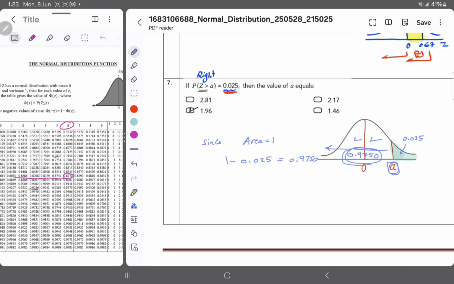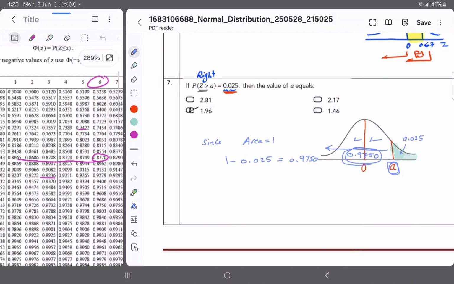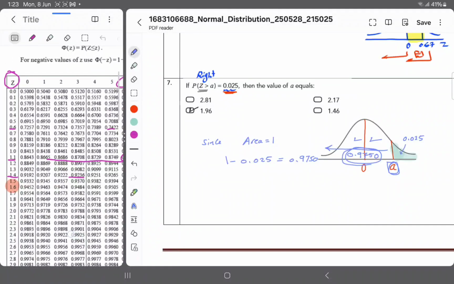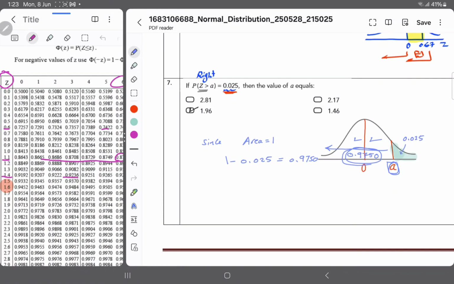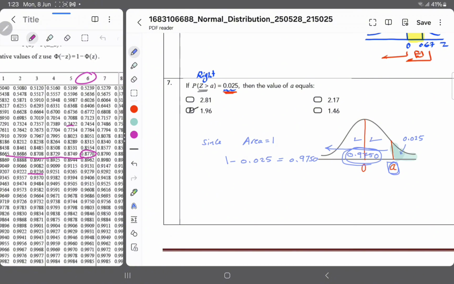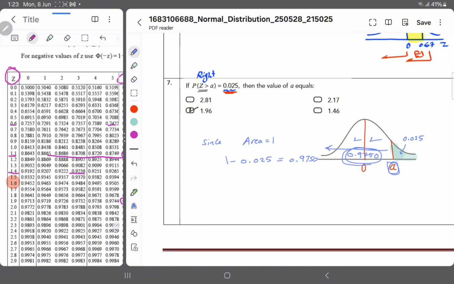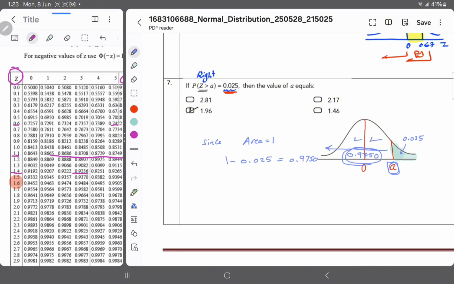Now we're going to search for that area, 0.9750. We look in the table for the areas. 97 comes in the same order, so we start with 97 here: 9750. That is 0.9750. It's at 1.9, and up here it's 6, so 1.96. So the value of A is equal to 1.96. That is my value.